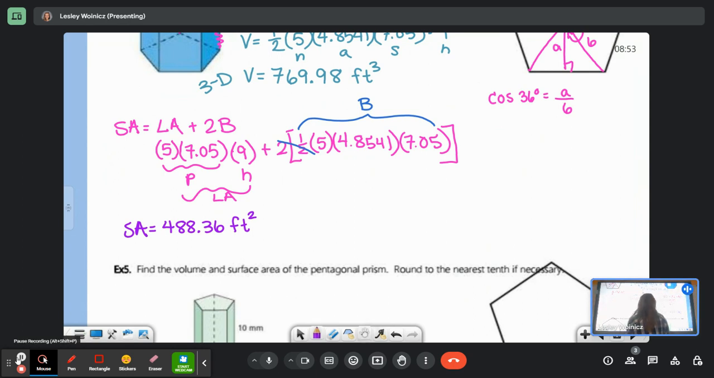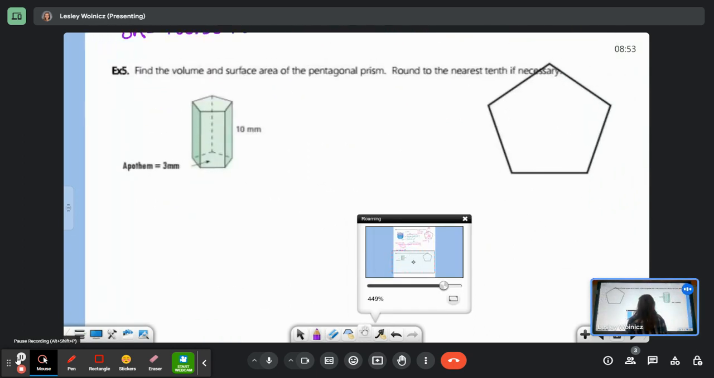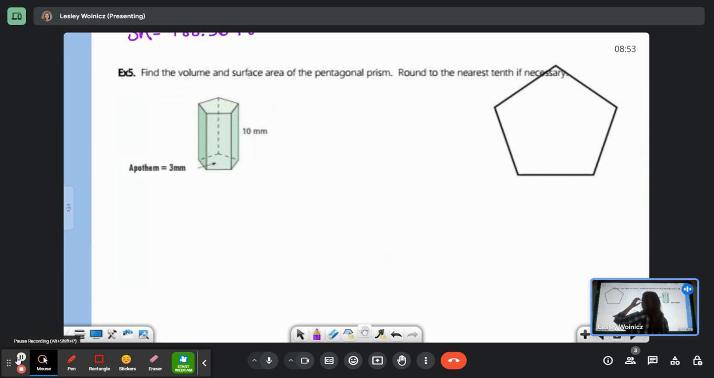All right. I don't know what happened with this pentagon that I tried to give you guys. It's floating, but I think we can still use that one. This time they gave you the apothem. Whoops. It doesn't say round to the nearest. I know. I changed the directions after I realized that when I printed yours, it didn't have it. So we're going to round to the nearest tenth. Okay, so our apothem is 3 millimeters. What don't we know? The side.